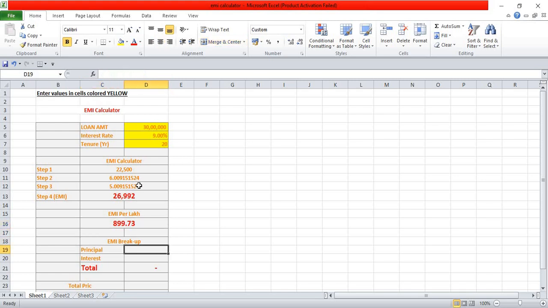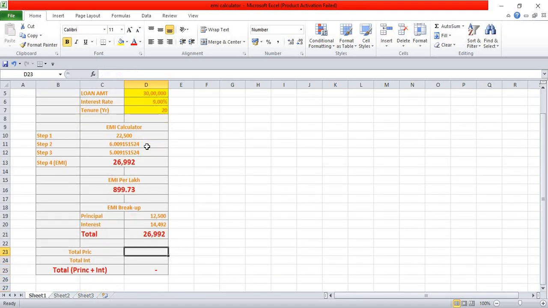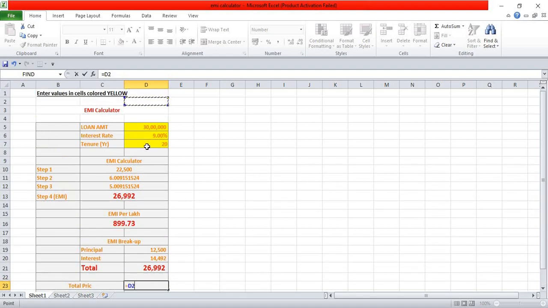Now the EMI breakup, again a very simple thing. 30 lakh divided by into bracket 20 into 12, 240 months, right? So this is my principal. Interest is simple, 26,992 minus 12,500. This is my interest. So your EMI breakup is you have got this, and the principal you pay is this much.